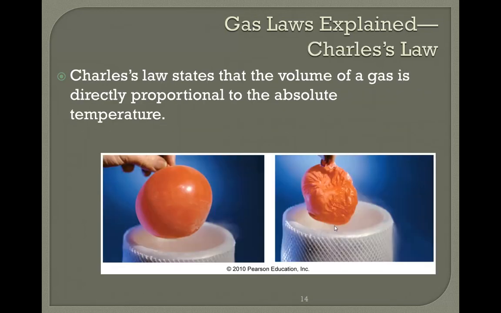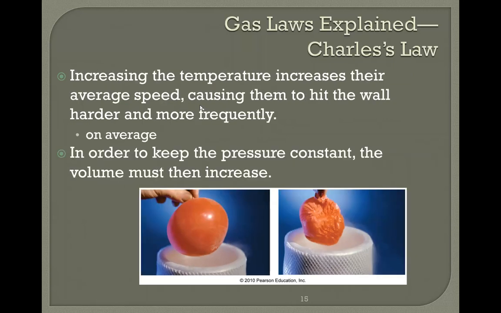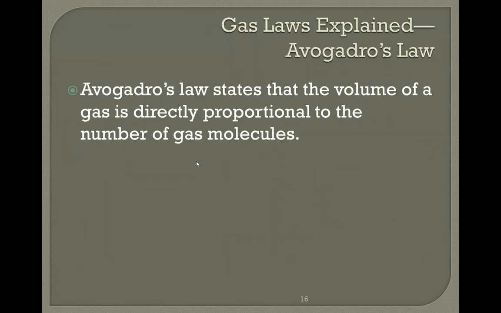Let's take a look at Charles's law. Charles's law states that the volume of a gas is directly proportional to the temperature. So as the temperature goes down, the volume will go down. Increasing the temperature increases their average speed, causing them to hit the wall harder and more frequently on average. In order to keep the pressure constant, the volume must then increase, and vice versa.